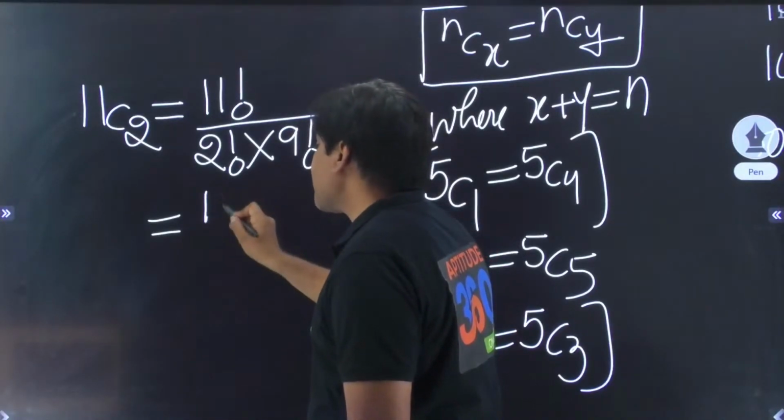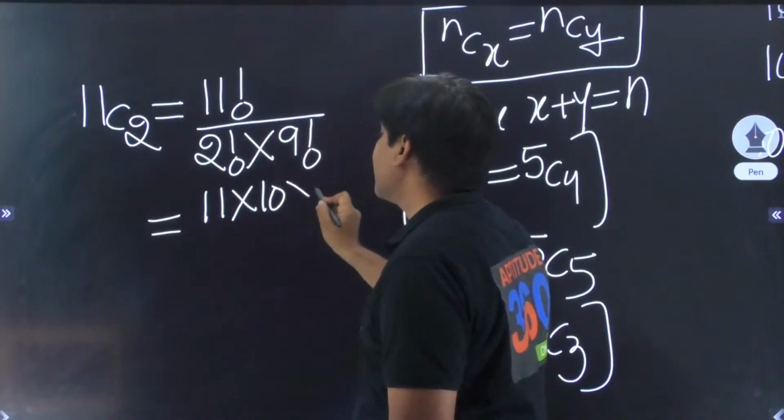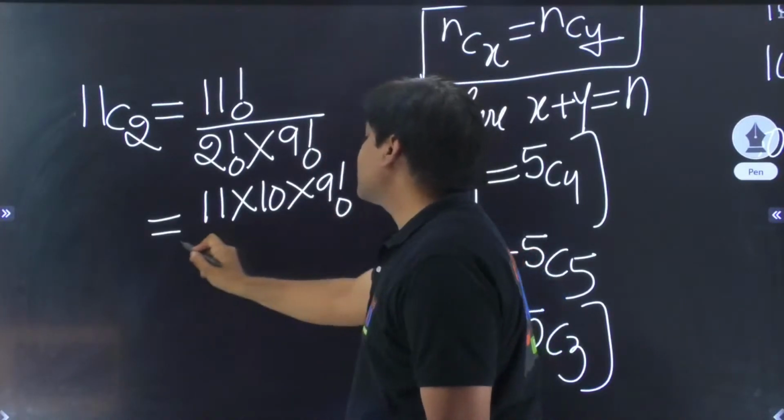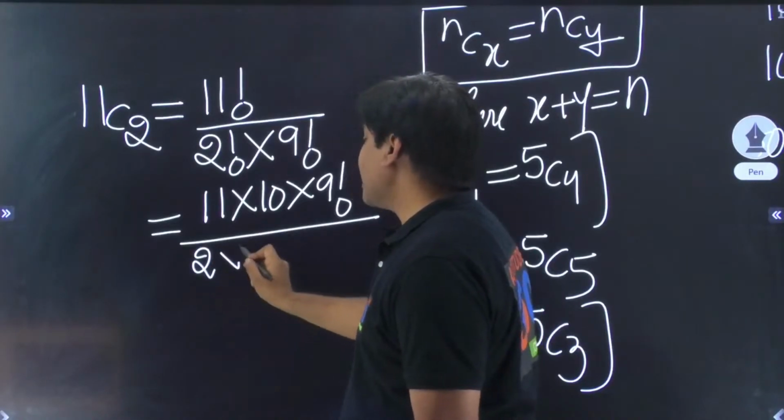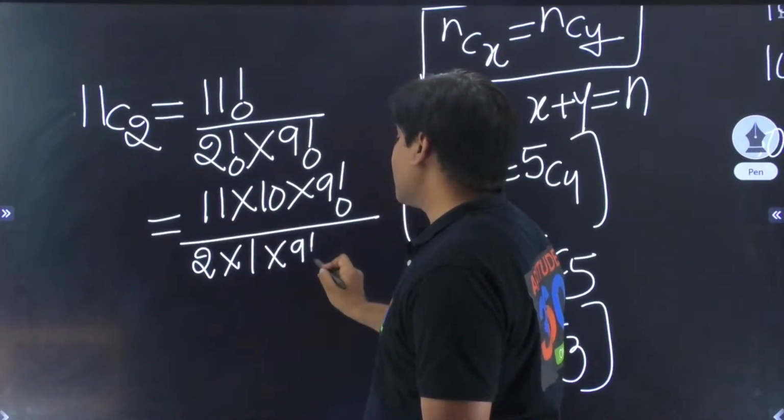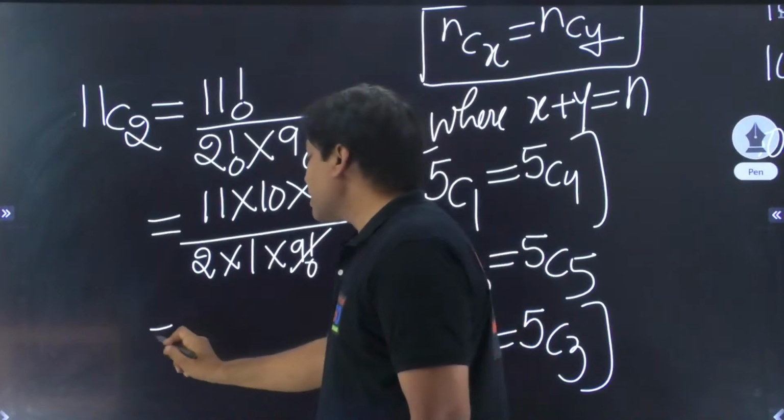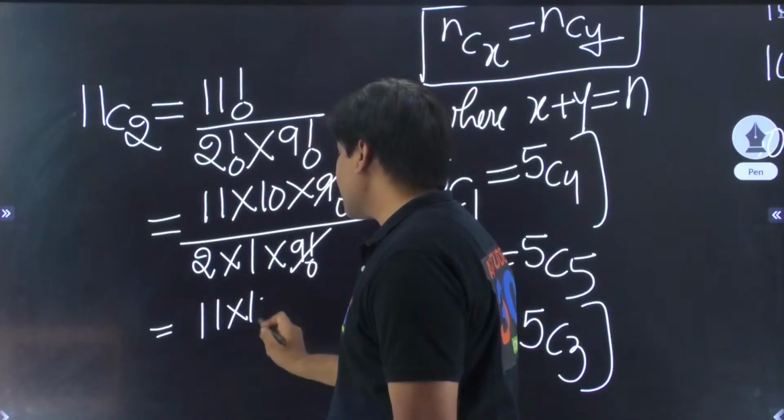So this becomes 11 into 10. Can I say this is 9 factorial? And this is 2 into 1, and this is again 9 factorial. So if you discard this, aren't you going to be having this?